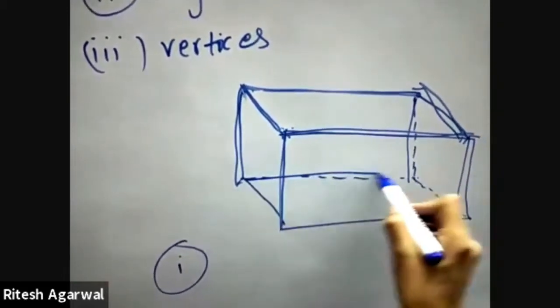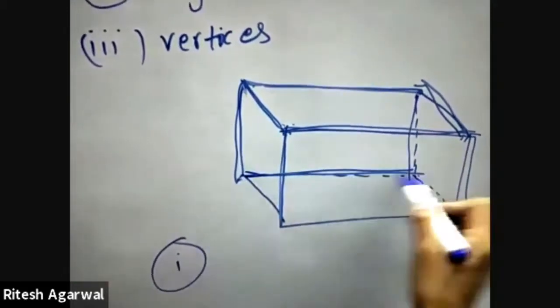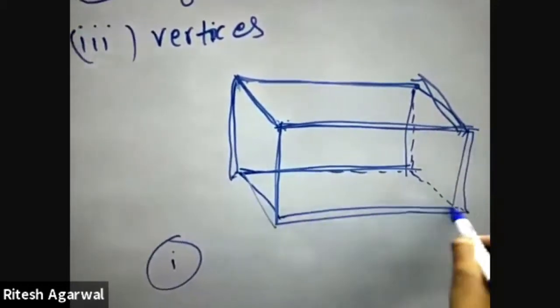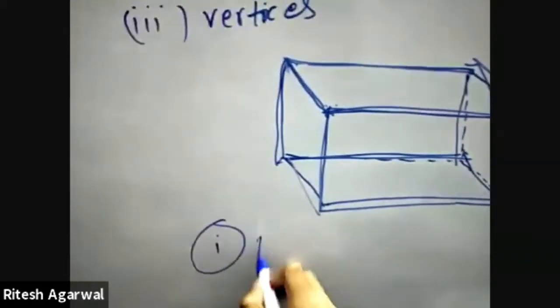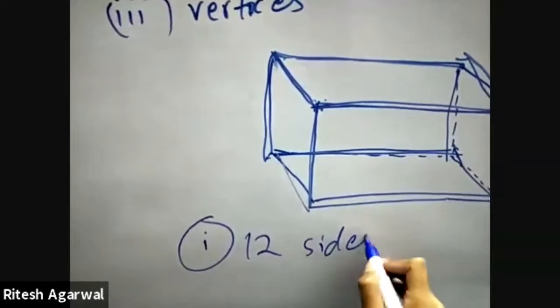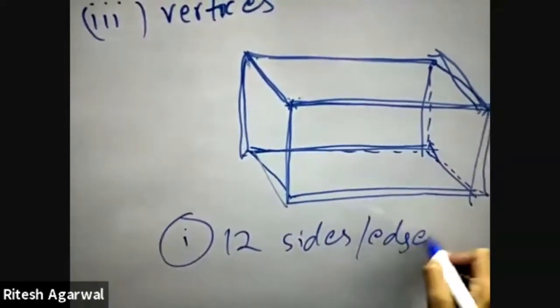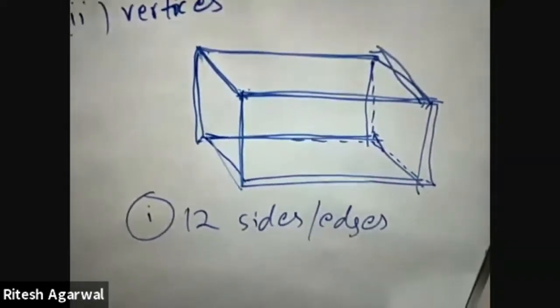Then at the bottom you have 9, 10, 11, and then 12. So in total there are 12 sides or edges. In a cuboid, in total there are 12 sides or edges.